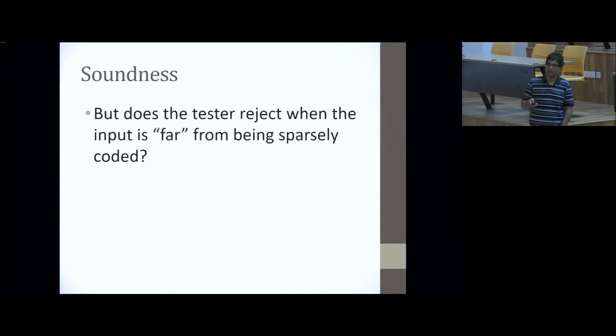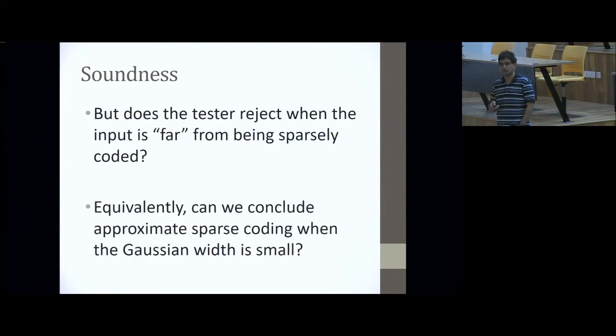So in terms of our result, the more interesting case is the other direction. We want to say that when the Gaussian width is small, then you can have an approximate sparse coding of the set of vectors.